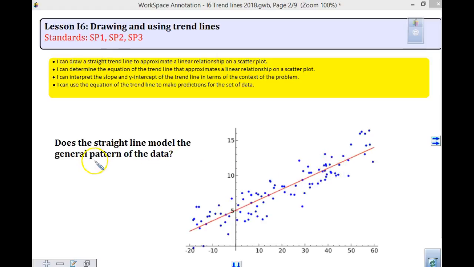So it says, does the straight line model the general pattern for this data? For this one, yeah, it models it pretty good, right? It's a pretty decent model of that one. So now the next page down in your notes.